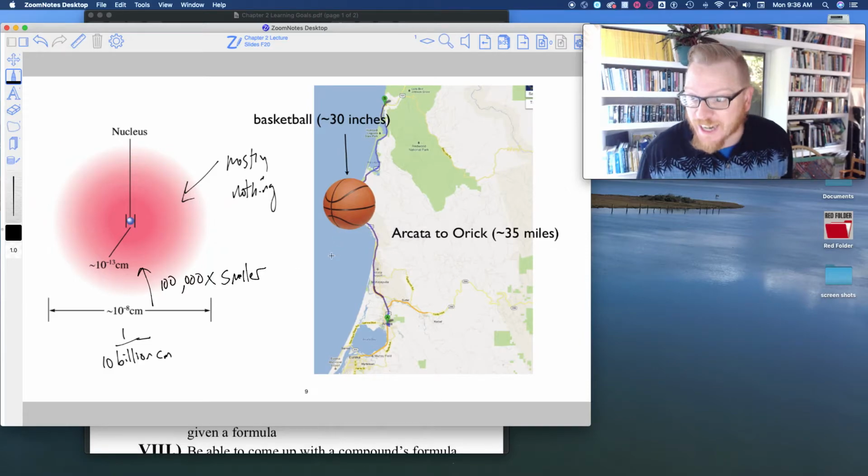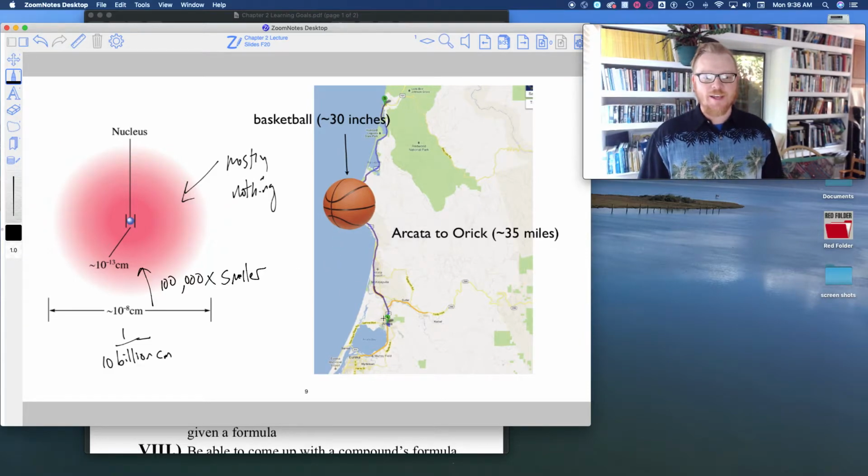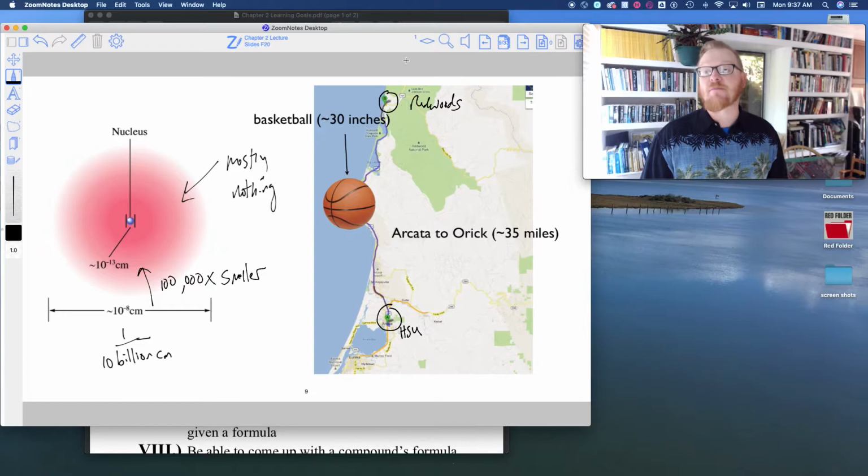So here's an equivalent analogy, okay? Here is where we would be sitting if classes were back to normal, face-to-face. There's HSU's campus in Arcata, all right? And all the way up about 35 miles away is the entrance to Redwood National Park. Beautiful. When you get up here, if you're not up here yet, it's absolutely stunning. You've got to make this drive up the coast. Beautiful drive. You pass the lagoons, you get into the entrance to the park. It's just gorgeous, okay? So that's a 35-mile drive.